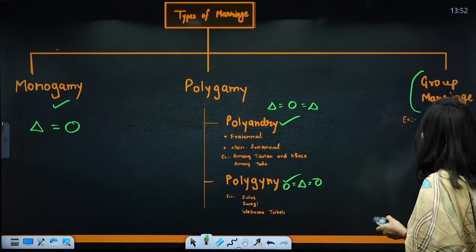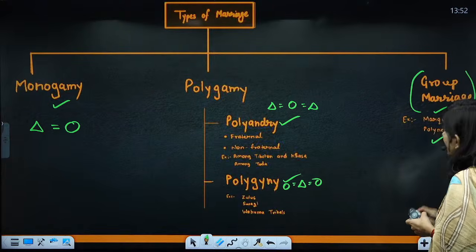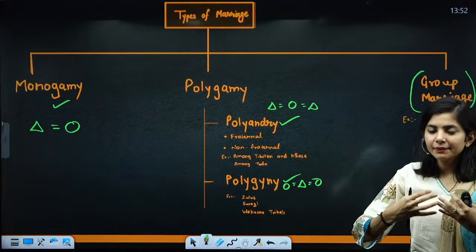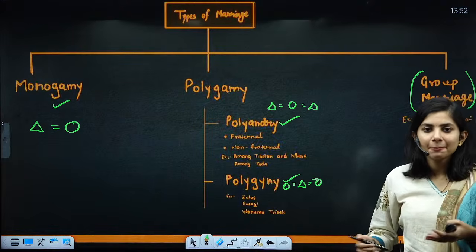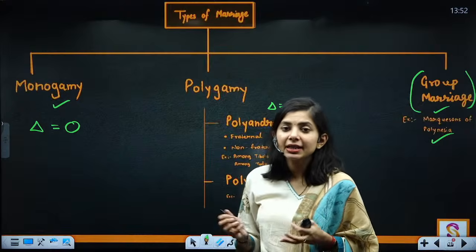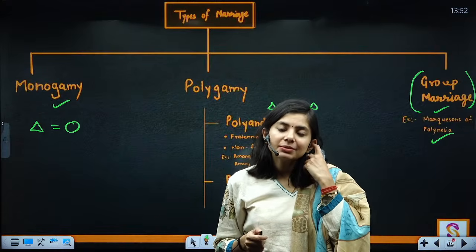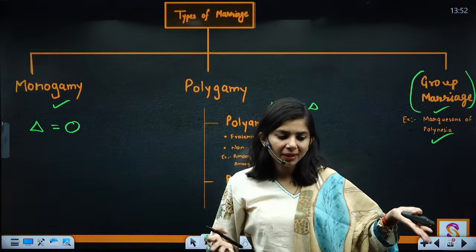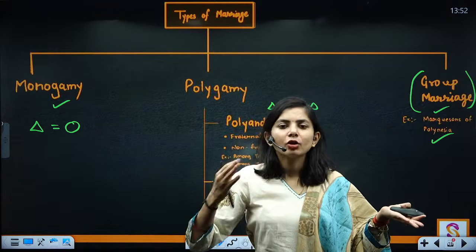Fine, next is the group marriages. Group marriages are where a group of males and females get married with a group of males and females. Here I'm not saying samuhik vivah; here I'm saying that they are getting married, meaning each male and female would have rights over the others.